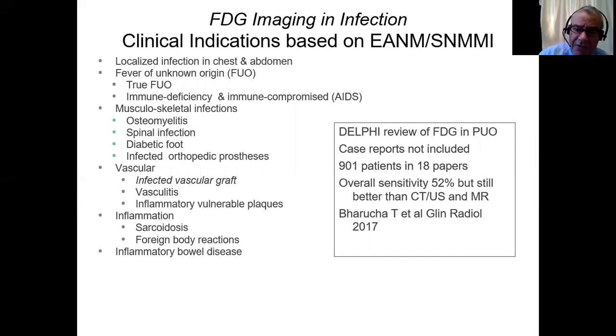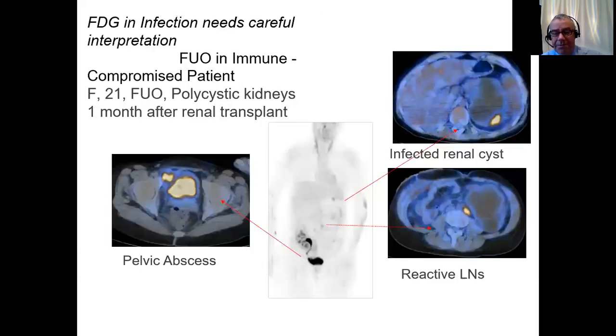Now, there's something called a Delphi review, which is a kind of meta-analysis that was performed, which I was involved with. And they found that the sensitivity of FDG PET in pyrexia of unknown origin, at least in the Western world, in Europe and North America, is only 52%. However, that was significantly better than any other imaging. And this is because some patients may have a fever without having an infection.